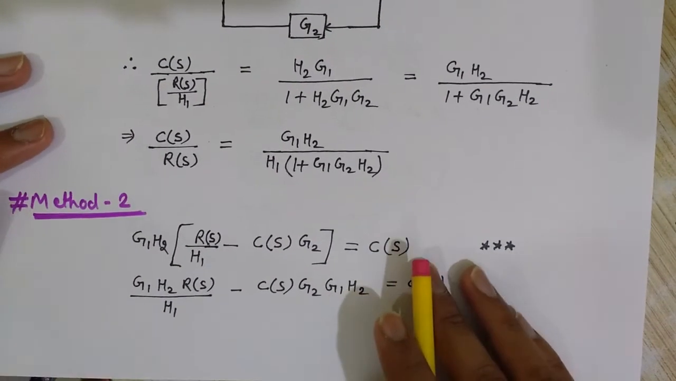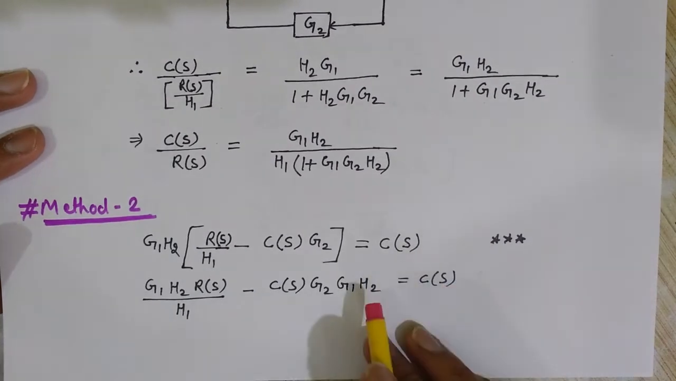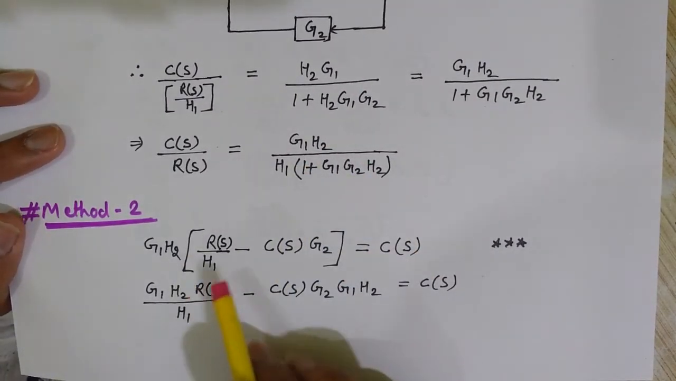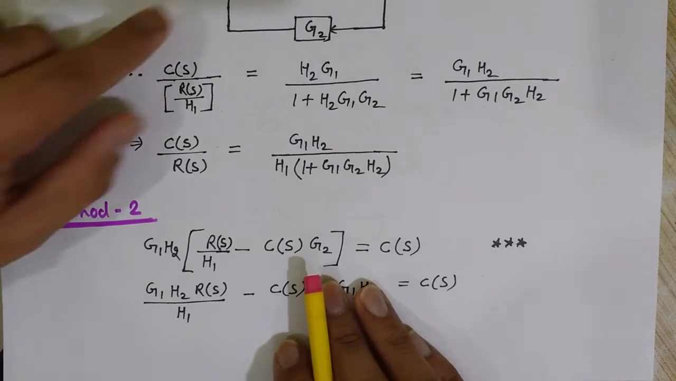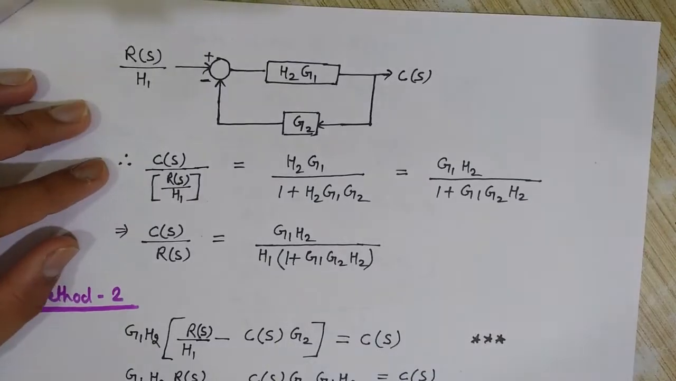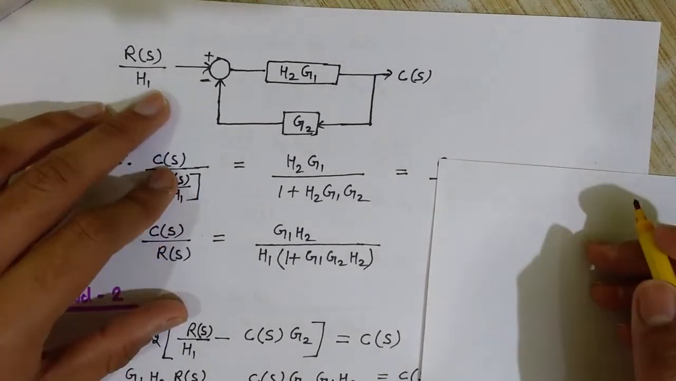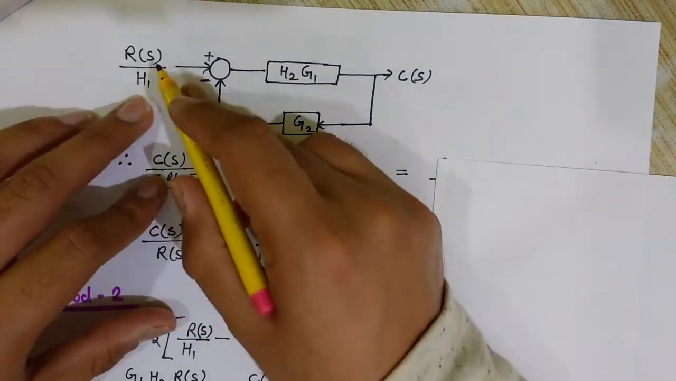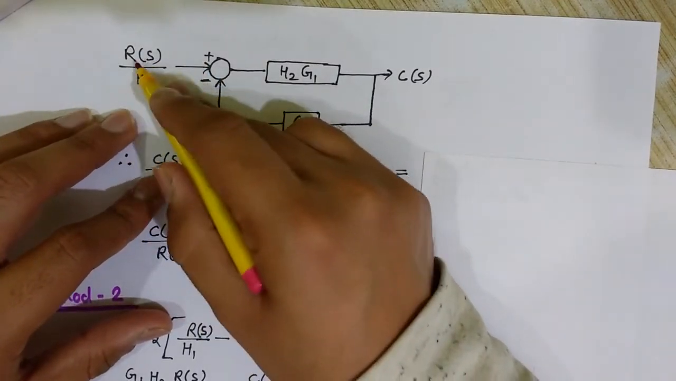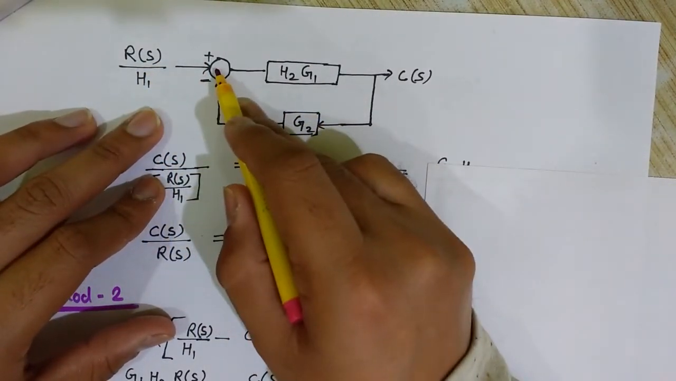But now I will tell you the general method and we will get the same result. You see here, if I want to solve this feedback block diagram, then let's write its equation. Look here. Here it is R(s) divided by H1, and it is going into this.